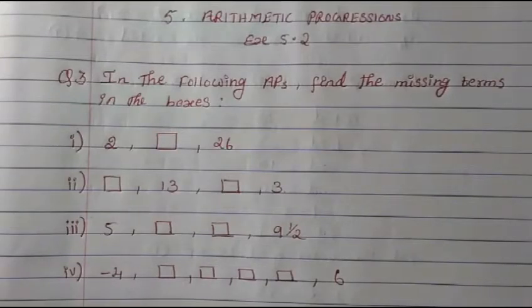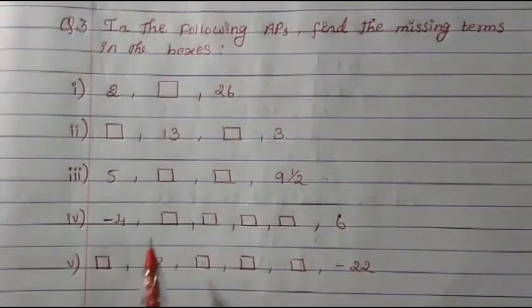Today we are going to study from class 10th chapter 5 arithmetic progressions, exercise 5.2 question 3. In the following APs, find the missing terms in the boxes. Already we have seen the first three parts of this question. So in this video we are going to see the fourth and the fifth part.